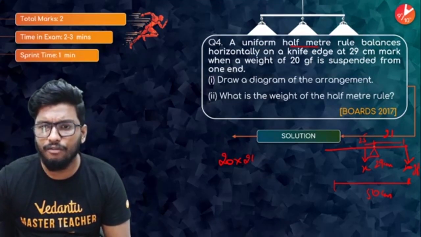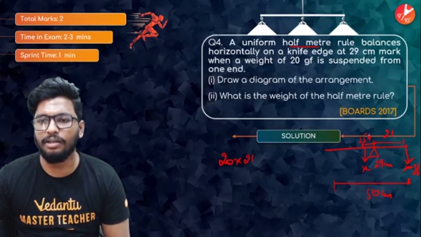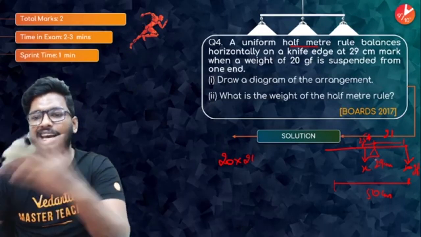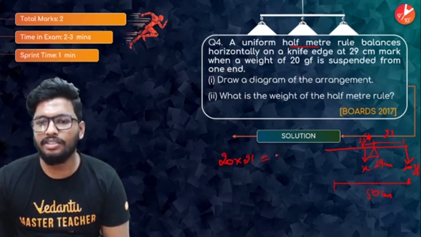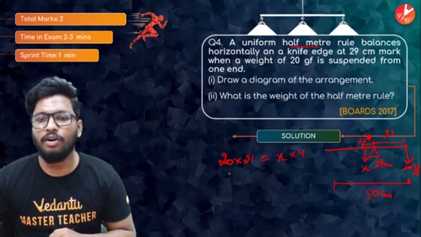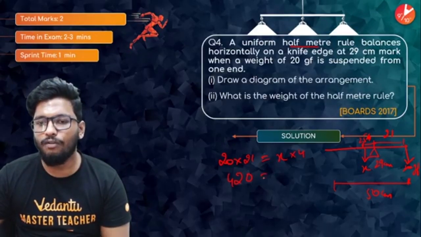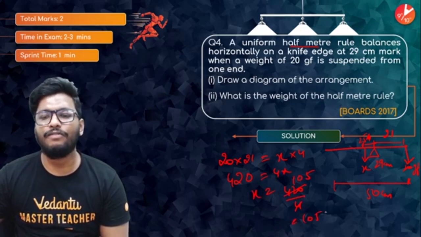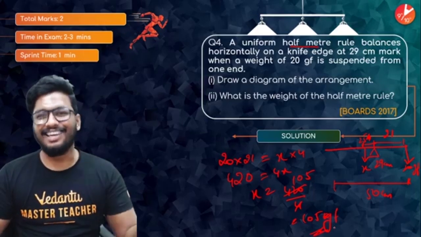And what is this distance from the middle? From the middle of the scale to where the scale is balanced, this is 4 centimeter, because it's 29 minus 25, which is nothing but 4. So what is the clockwise moment? The anti-clockwise moment is nothing but X, the weight of the scale, into the distance 4. So 20 into 21 is 420, which is equal to 4X. So X is equal to 420 divided by 4, which is 105 GF, because it's gram force, right?